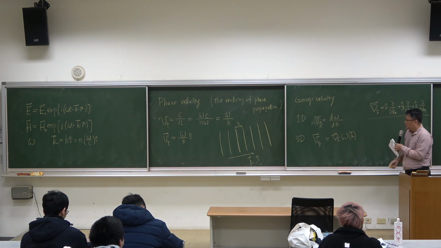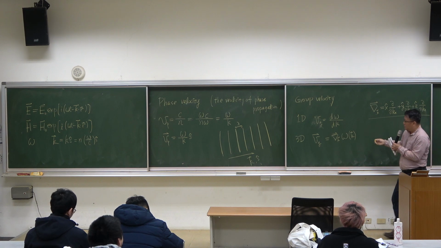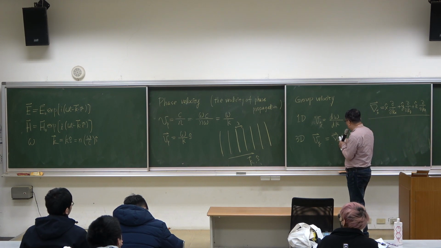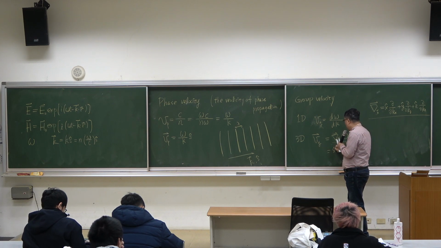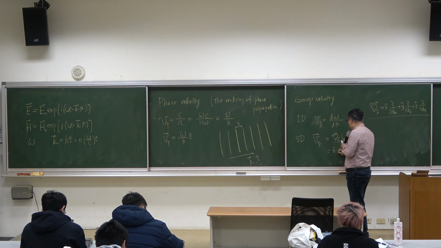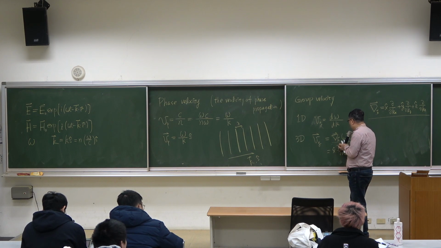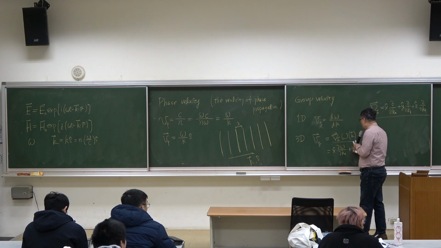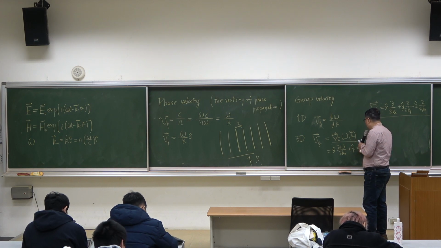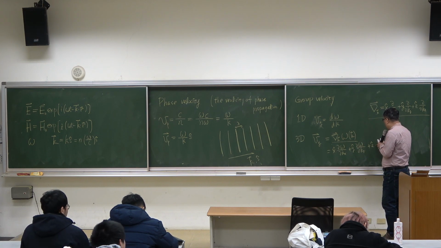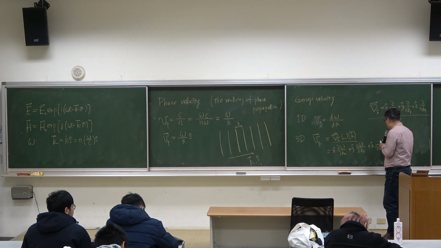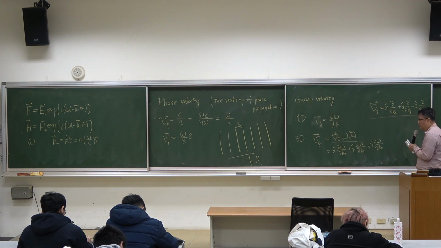Okay, 好，所以这个叫做群速度。So this means that x unit vector times partial omega partial kx plus y unit vector times partial omega partial ky plus z unit vector times partial omega partial kz. Okay, this is the group velocity.